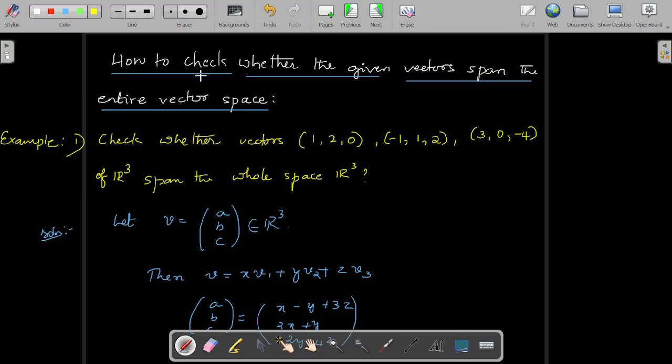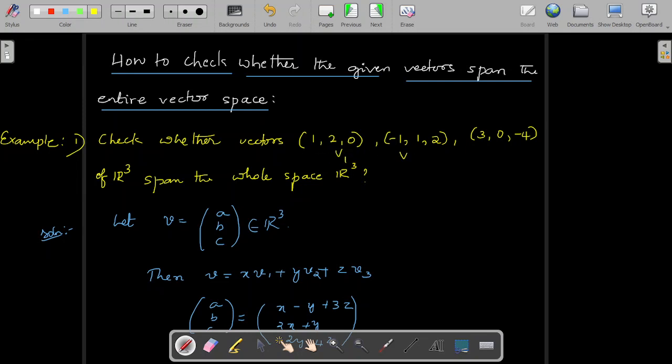Let's see how to check whether the given vectors span the entire vector space or not. Take one example. Check whether vectors (1, 2, 0), (-1, 1, 2), (3, 0, -4) of R³ span the whole space R³. The given vectors span the entire space R³ if any vector of R³ can be written as the linear combination of the given vectors.